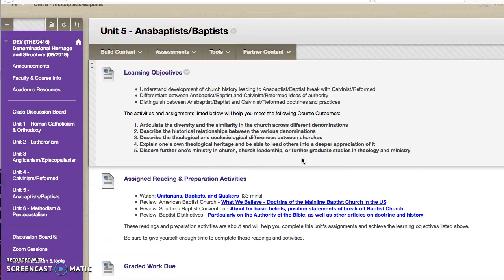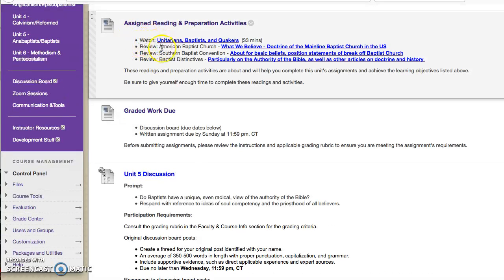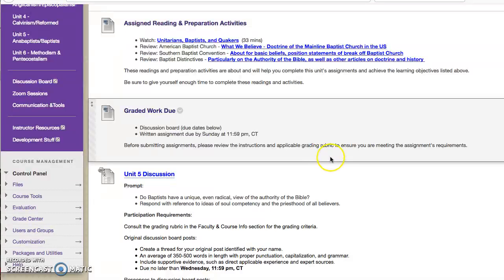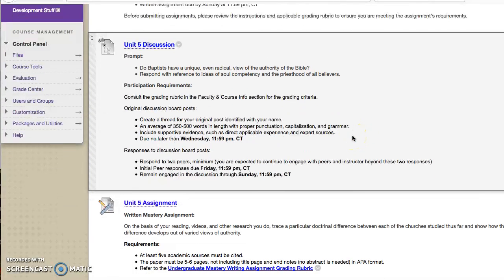Unit 5 is focused on the Anabaptist movement and the rise of the Baptist Church. Again, some great videos and some opportunities to look at the beliefs of the mainline Baptist Church, the American Baptist Church, and then a breakoff, Southern Baptist Church, as well as some Baptist distinctives, which I think will be very helpful for them in terms of understanding just what Baptists are all about. Discussion has to do with, again, the idea of authority and whether or not Baptists have a little different view of authority.